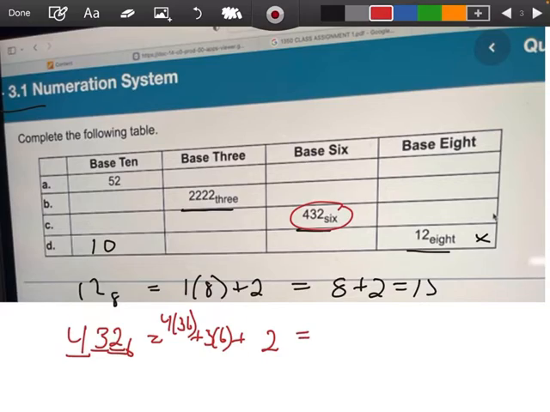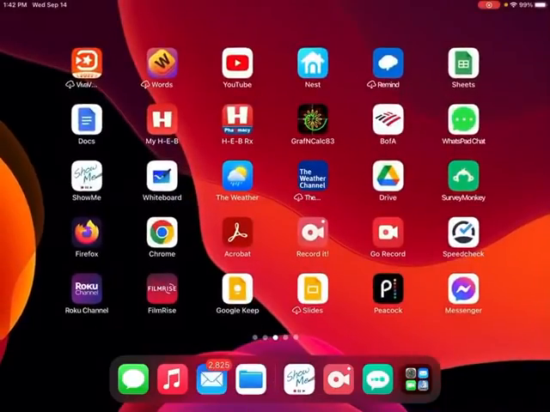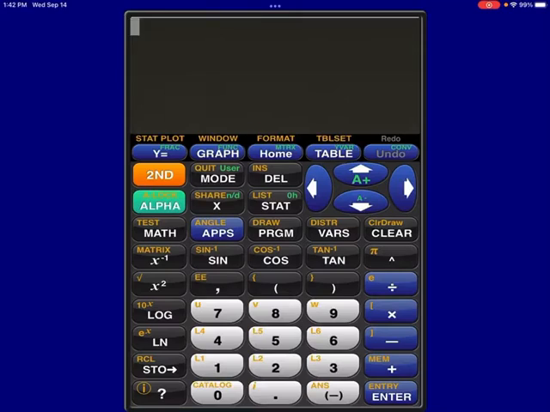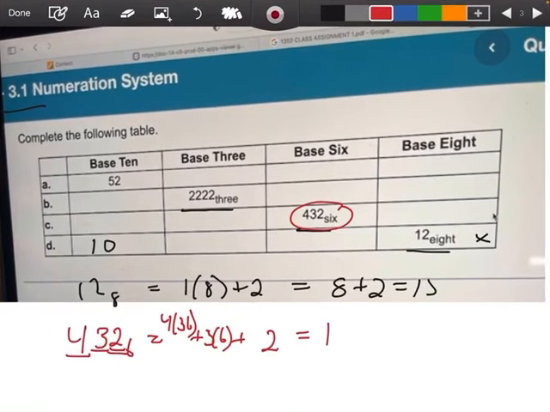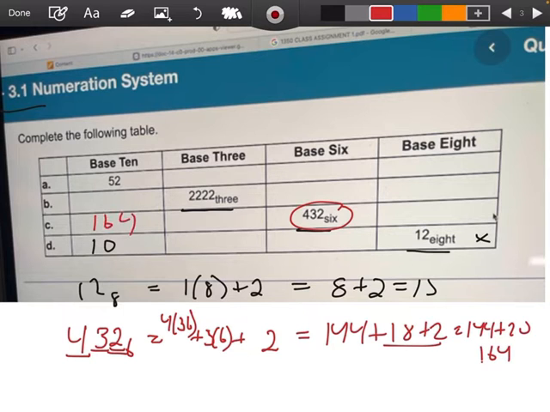So let's see, 4 times 36. Let me grab a calculator real quick. Okay, 4 times 36 is 144. So I have 144, plus 3 times 6 is 18, plus 2. So that's 144 plus 20, that's 164. So I know this number here, y'all, is going to give me 164.